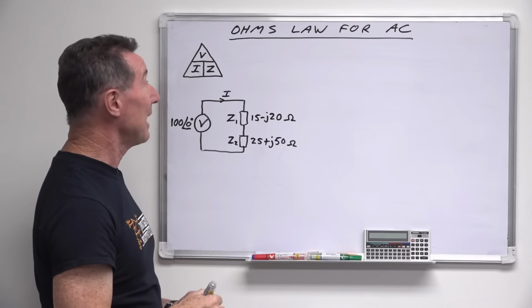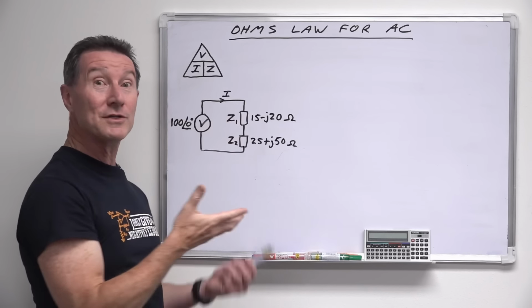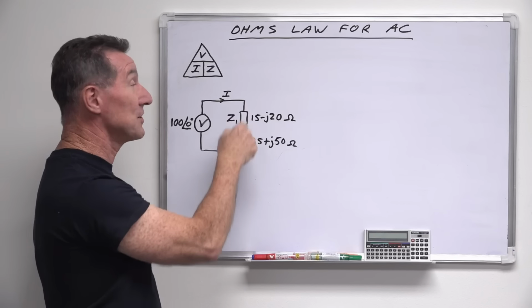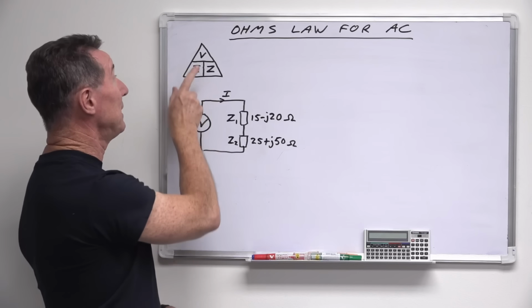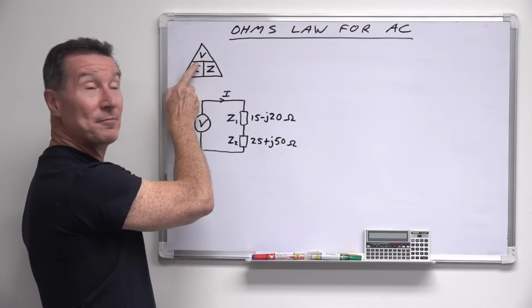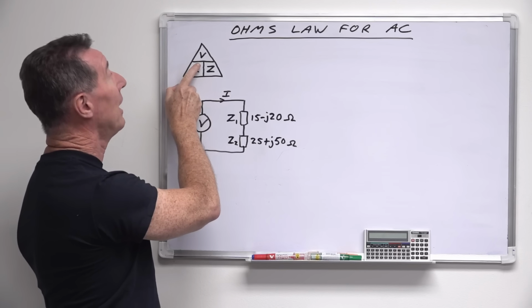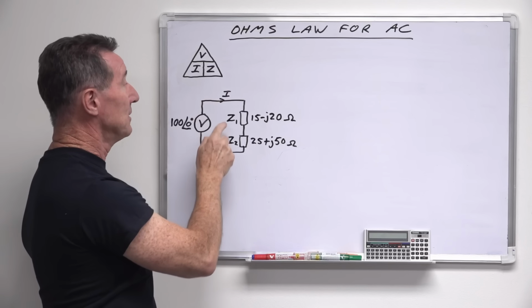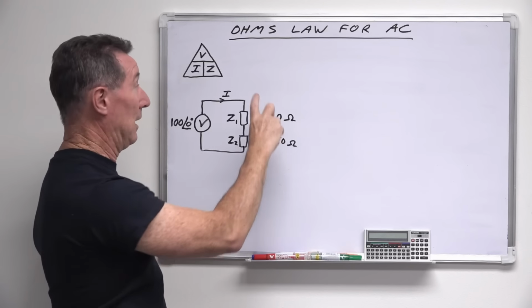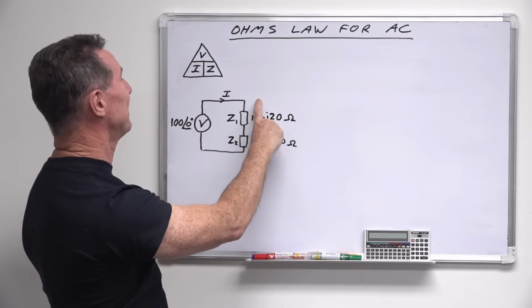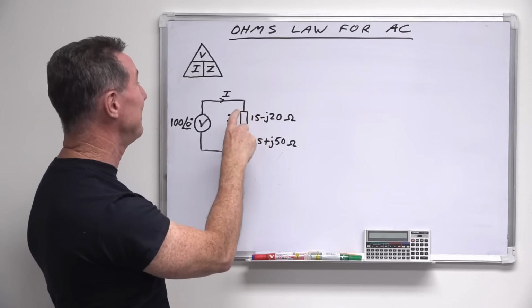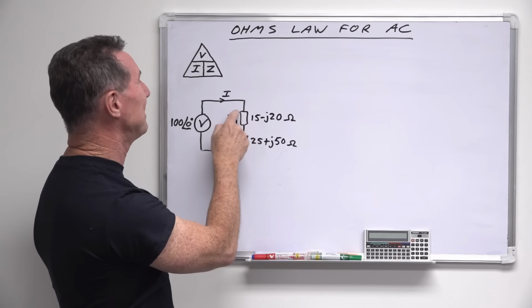But let's calculate I. In a standard resistor circuit, you just add up the two resistors to get the total resistance, and to find current using the Ohm's law triangle, you just cover up the unit you want, in this particular case I, and it's V on Z. But we've got two impedances. It's hard to remember they're impedances and not resistors. I get tripped up all the time. I'll probably make a mistake in this video. Leave it in the comments down below.